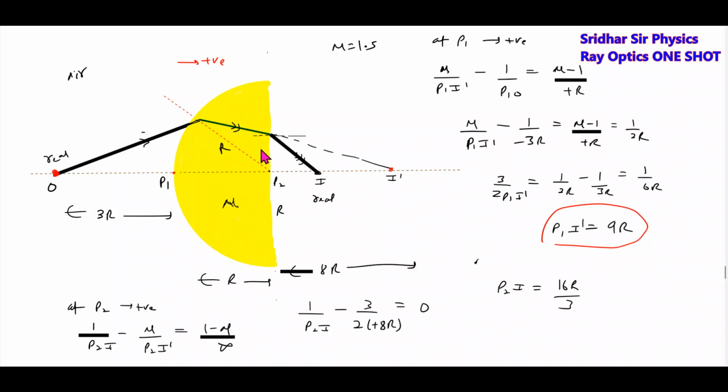Now the ray will undergo refraction here. Then at P2, where the refracted ray is present in air, 1 by P2I minus mu by P2I dash equals 1 minus mu by infinity. What is the radius of curvature of this plane surface? Infinity. Solving this, I'll get P2I equal to 16R by 3. What does it mean? The final image formed will be real. Like this, we can trace out the image. If a point object is kept, a point image will be formed.